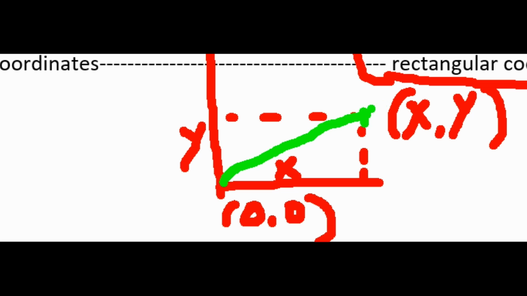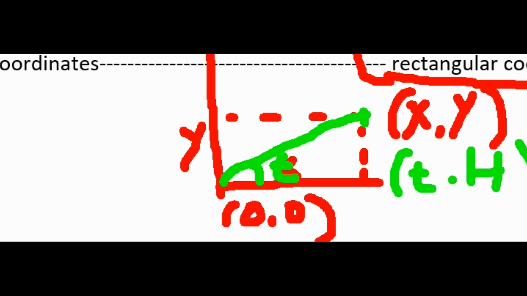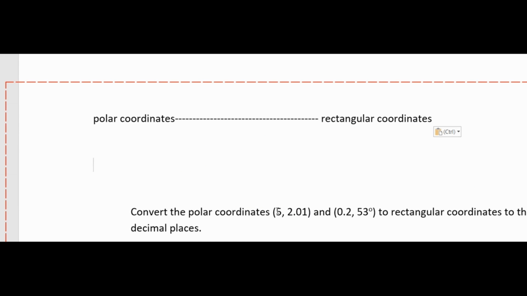We know the distance from this point to there, and also we know the angle from this line to here. So for this point, we can say P and the distance there. Let's say H, whatever you want to represent it. Let's start to convert the first one.